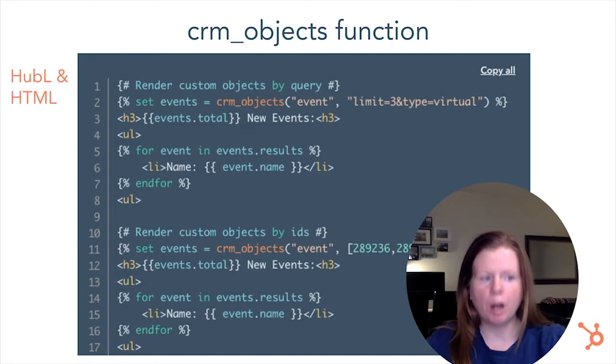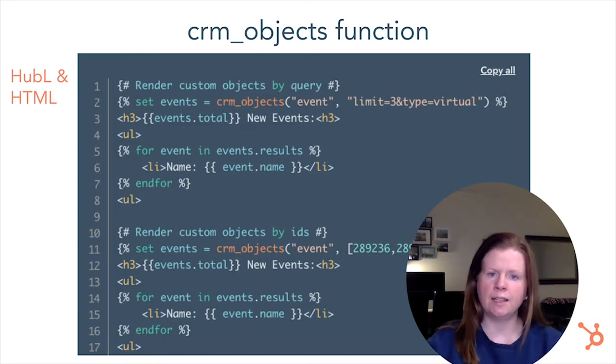Next up is the CRM Objects function. Just note the S at the end of the word object. So if you want to display properties for multiple CRM objects, you can use this function to do so. Again, you can use query or you can use the CRM object ID to do this.